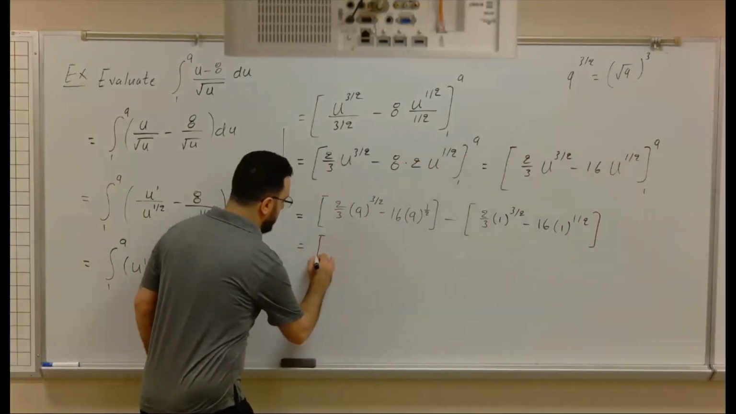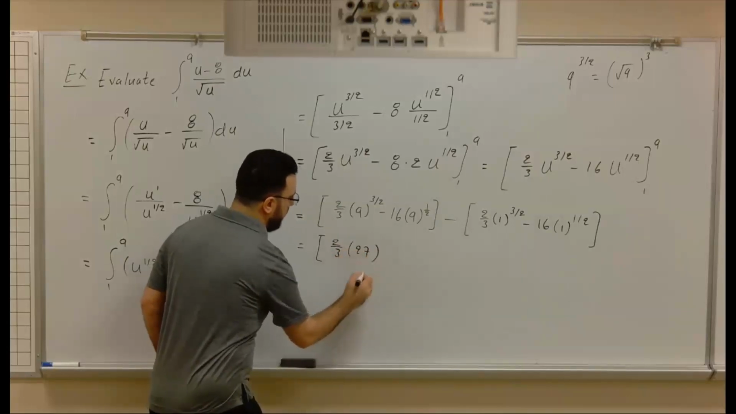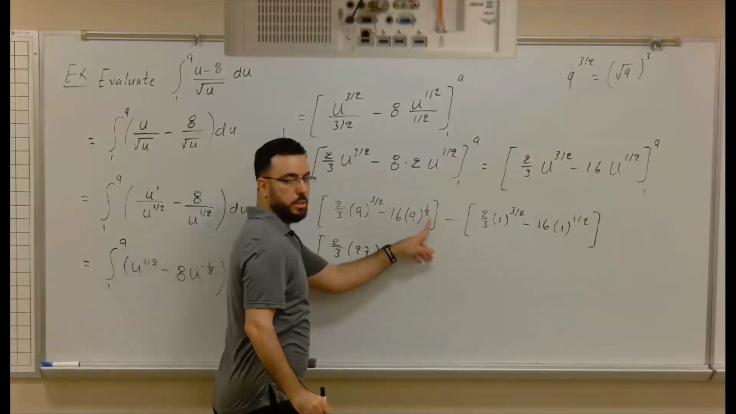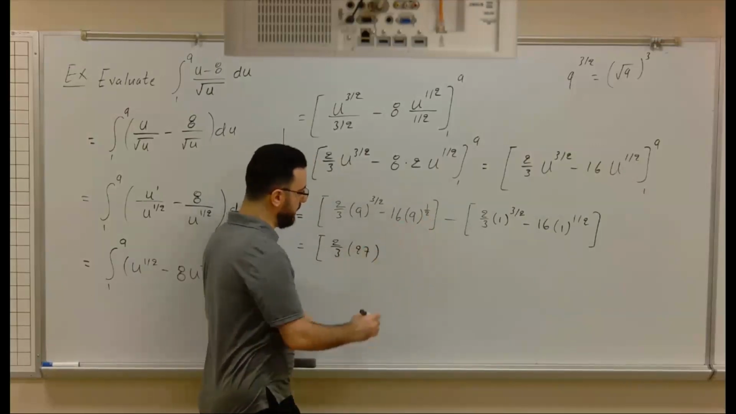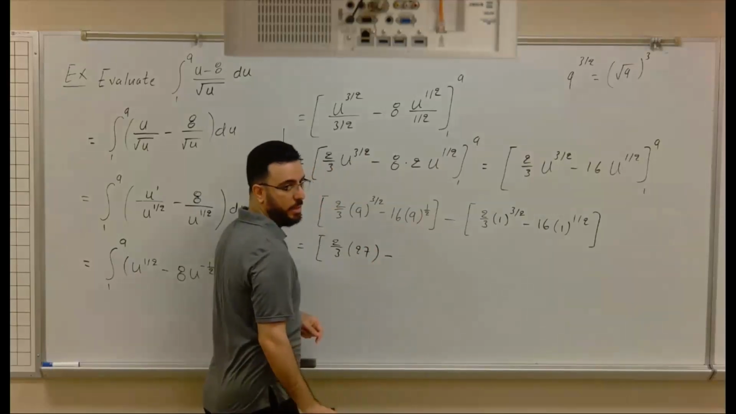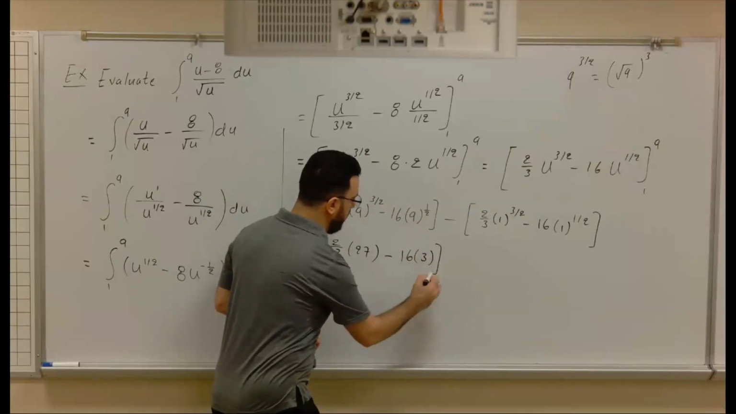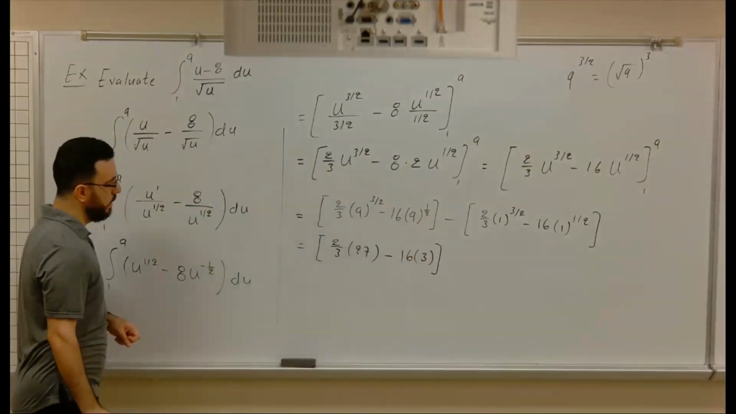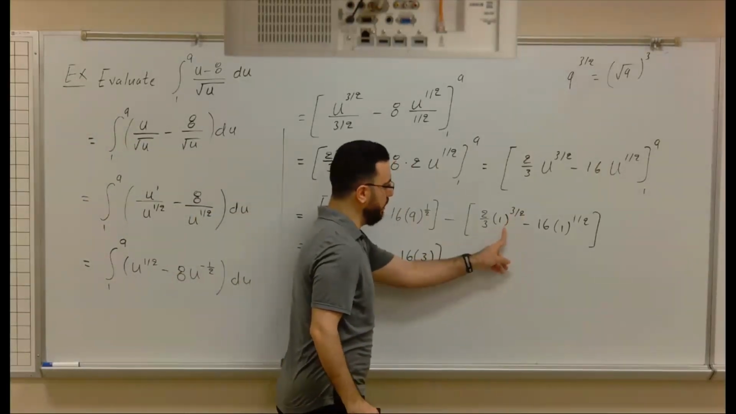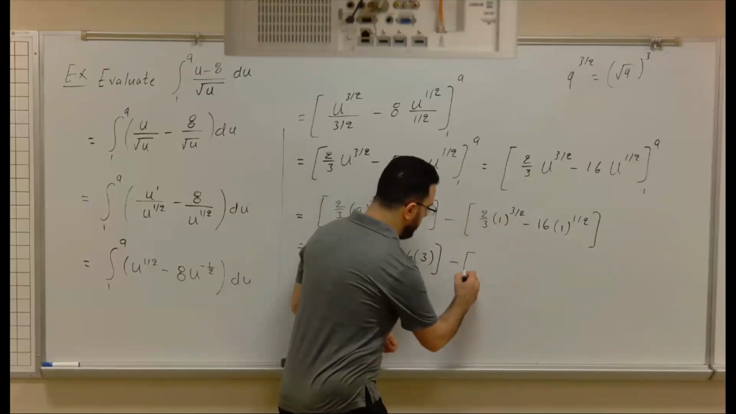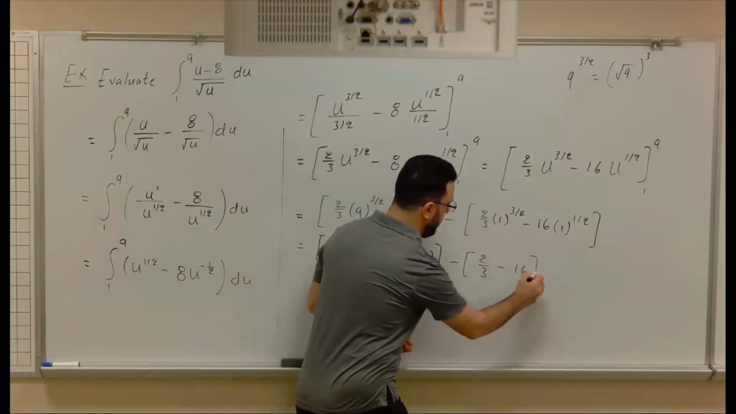That means this one is going to be 2/3 times 27, minus 9 to the half, which is the square root of 9, equal to 3. 3 times 16, that's 48. So I'm going to write down 16 times 3, so you can know. Minus, 1 to any exponent is going to be 1, times 2/3, so it's going to be 2/3, minus 16 times 1 is going to be 16.